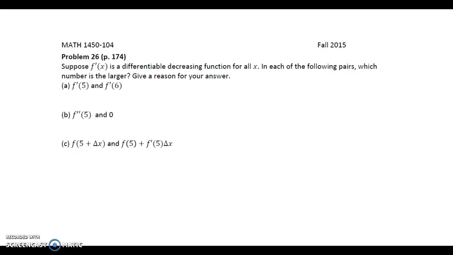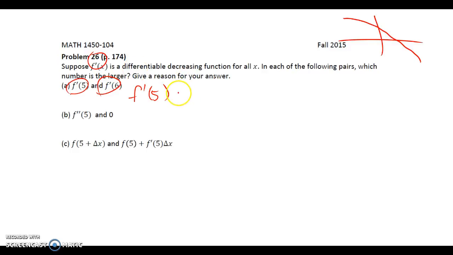Okay? The next one says, suppose f of x is a differentiable decreasing function for all x. So our derivative is dropping the whole time. Okay, so it's got something going down. In each of the following pairs, which number is larger? Give us your reason. So if f of x, here they're talking about the derivatives, right? Well, if this thing's decreasing, shouldn't f prime of 5 be larger? Because if it's decreasing, f prime of 6 would be smaller.